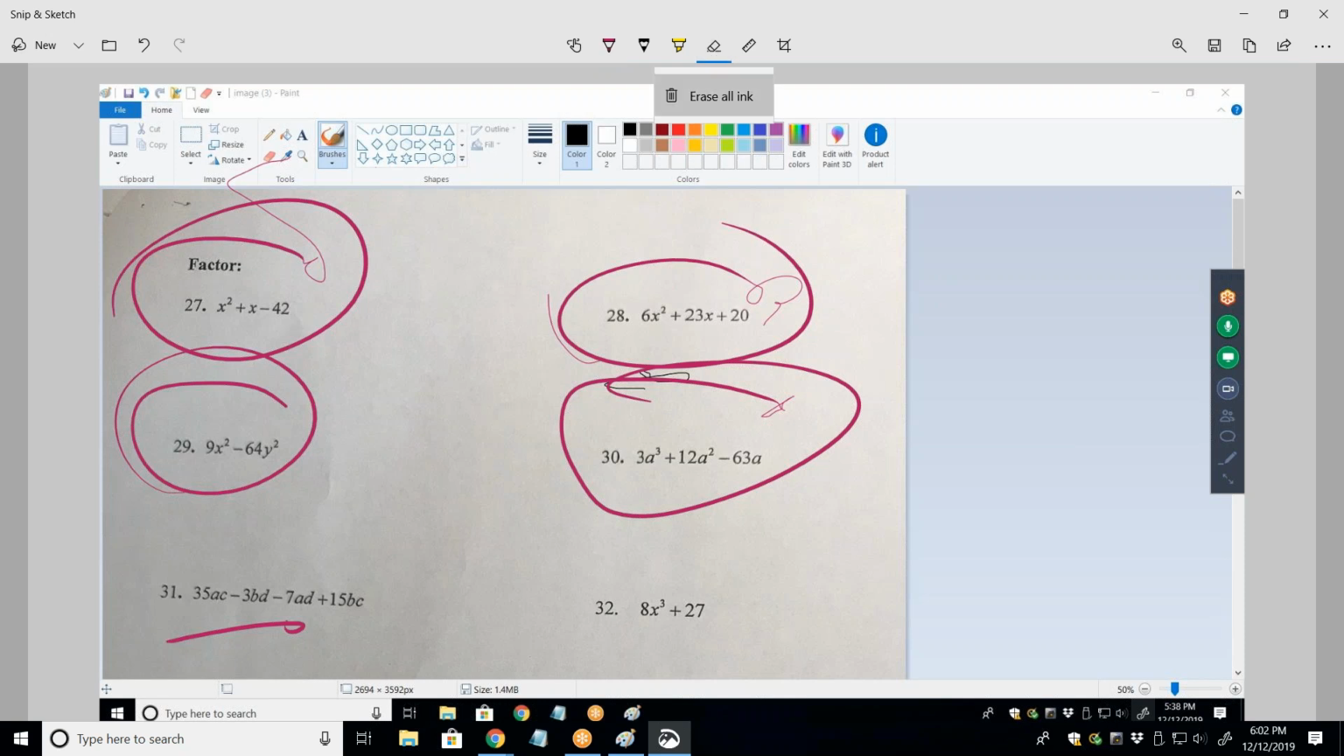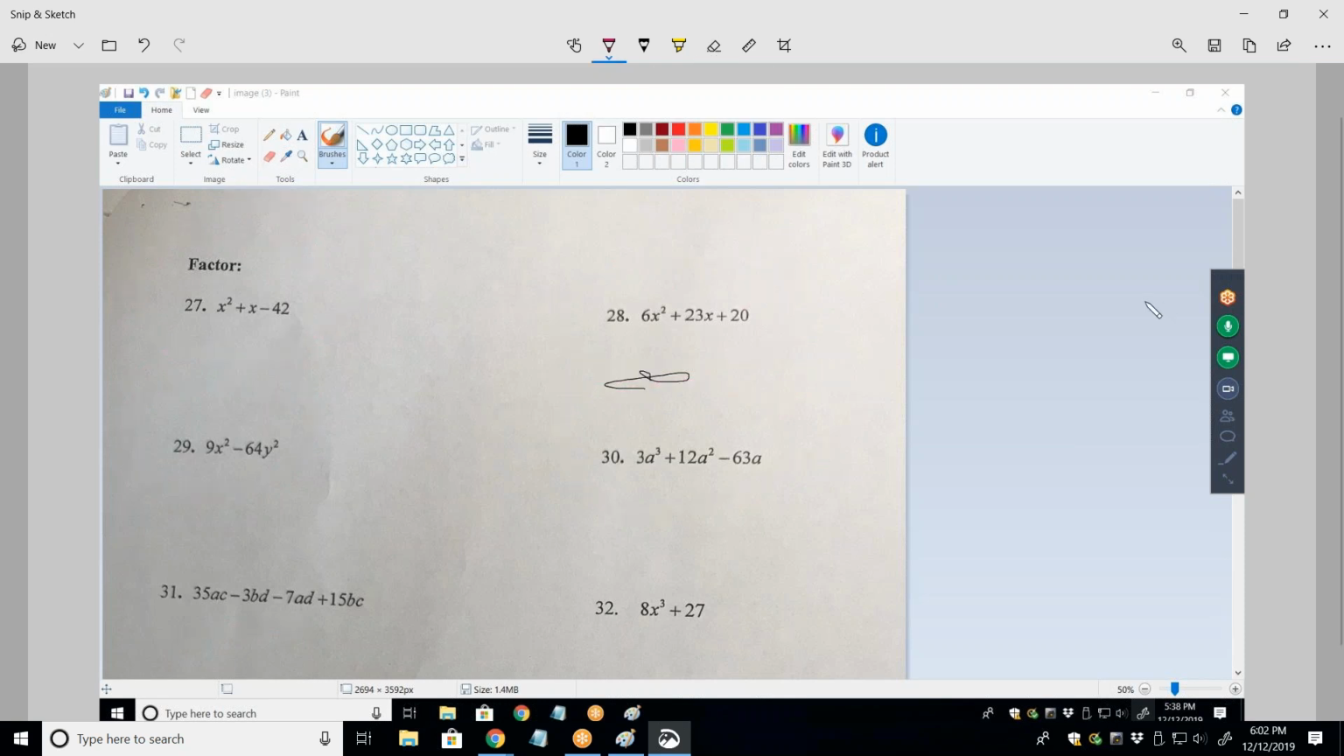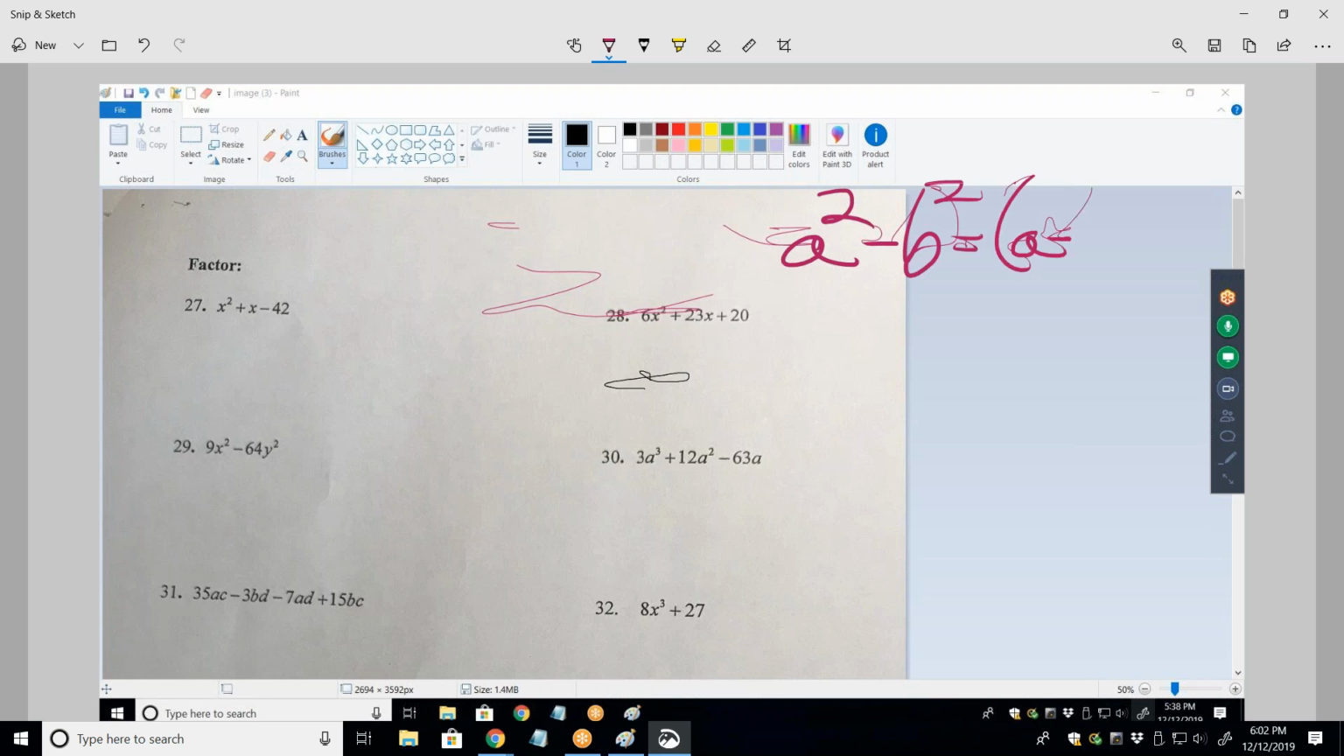32. We have talked about the difference of perfect squares, right? Yeah. A squared minus b squared always factors into a minus b times a plus b. Well, there is no sum of perfect squares. A squared plus b squared does not factor.